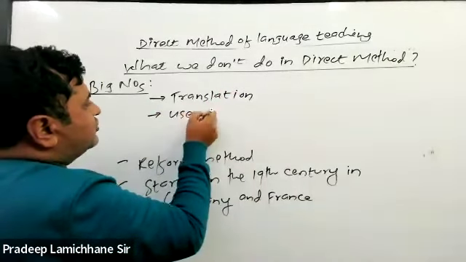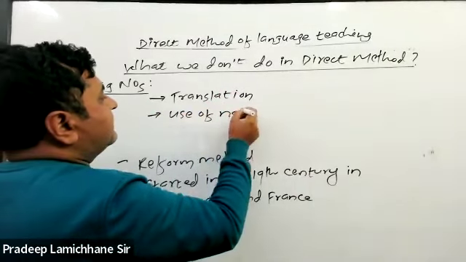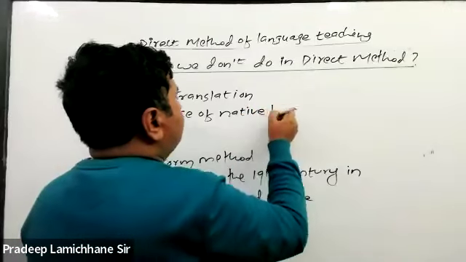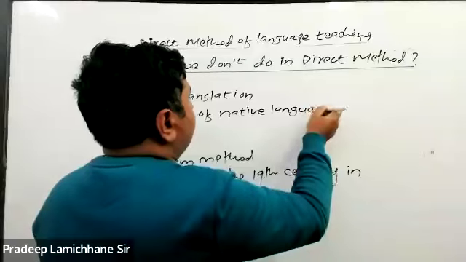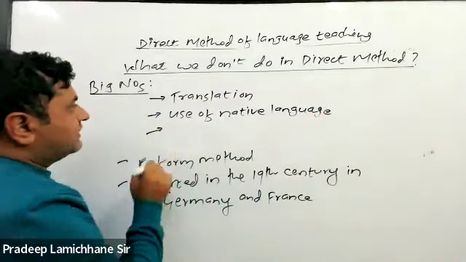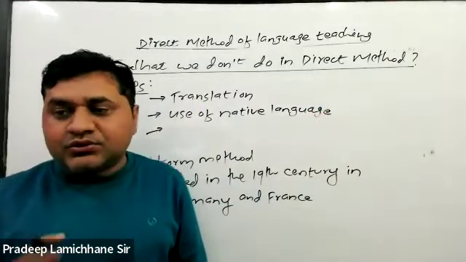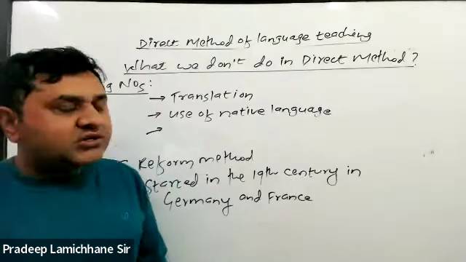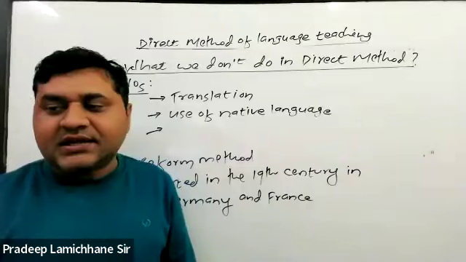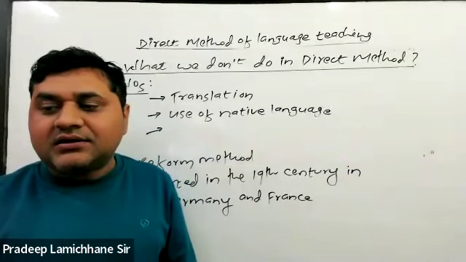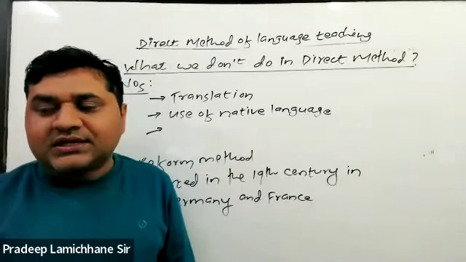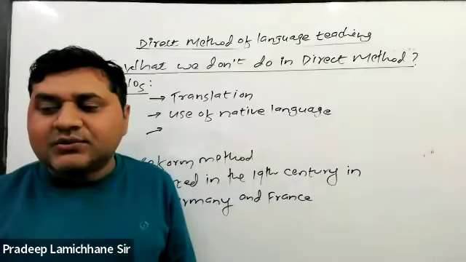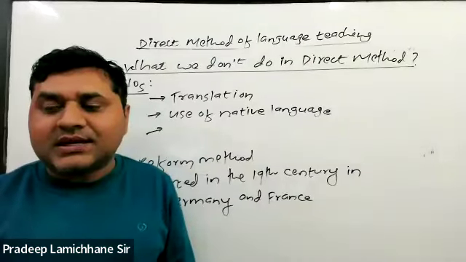Use of native language. In direct method, you don't use native language while teaching. Translation is not allowed. If you teach through and by direct method, translation is not allowed. The second point is the teachers are not allowed to use native language. Bilingual situation is not created in the classroom.